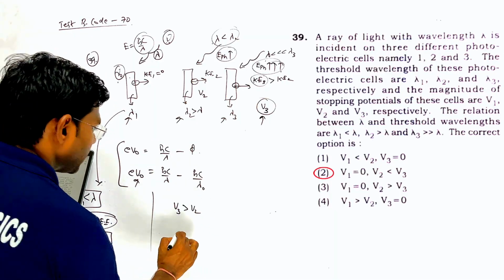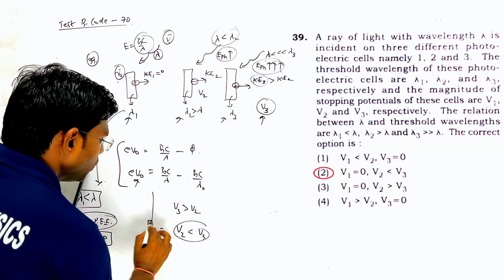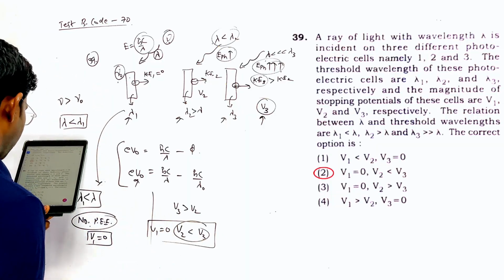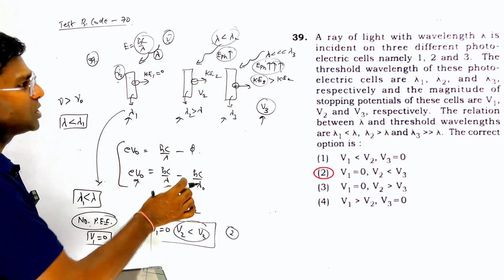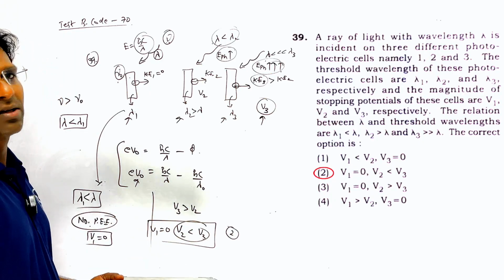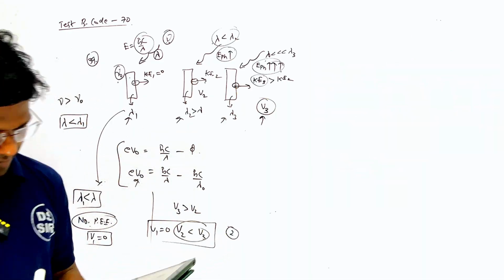So which option is the correct option? V2 is less than V3 and V1 is 0. So which option is the correct option? The second option is the correct option. Although this question may be a little typical, it is not so tough, right? Comment if your answer is correct.